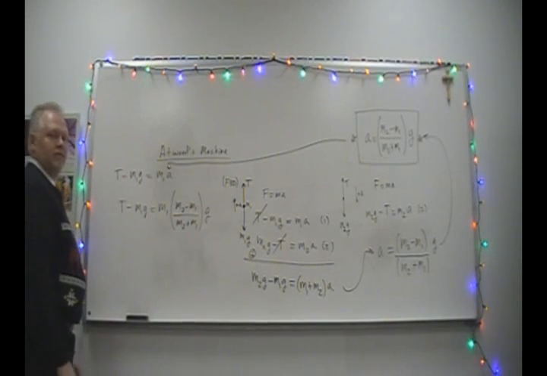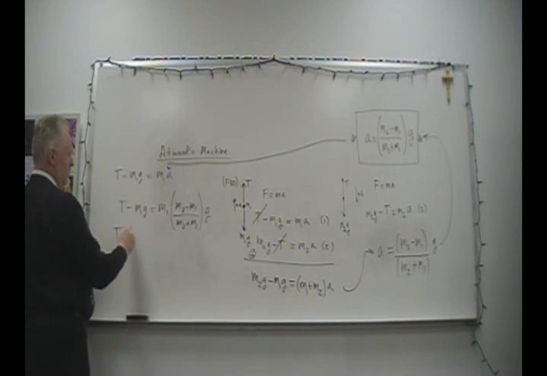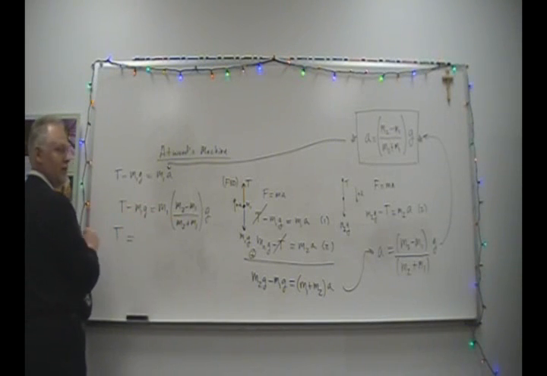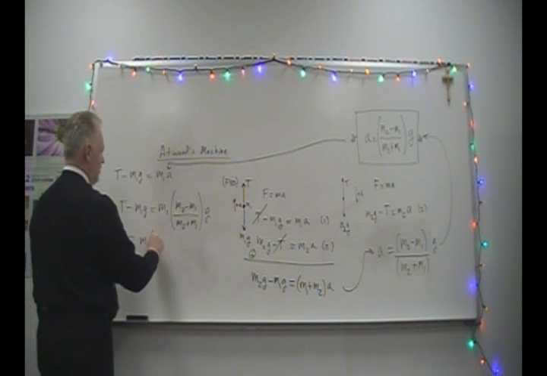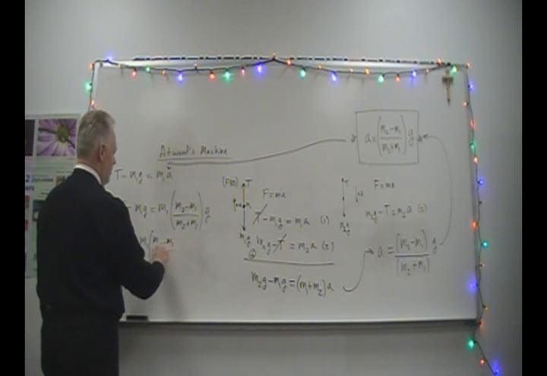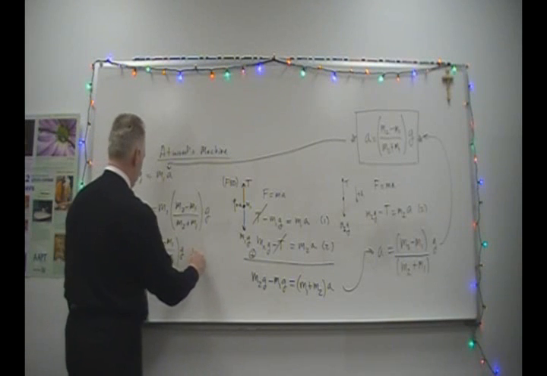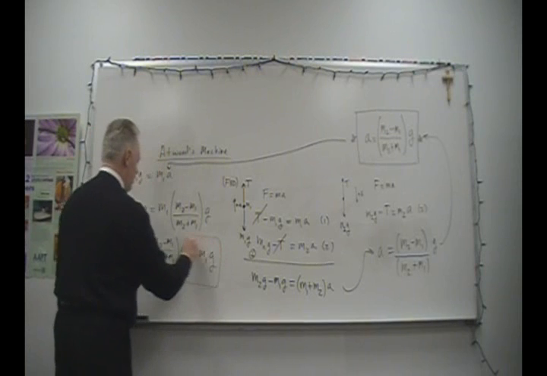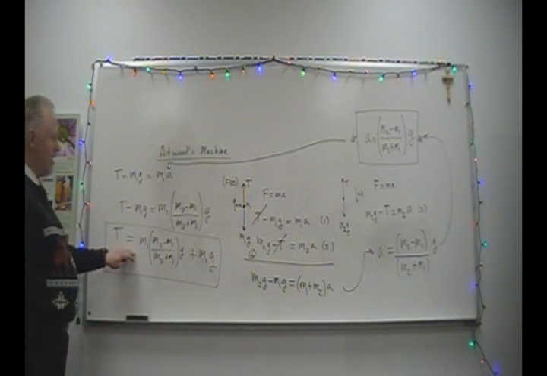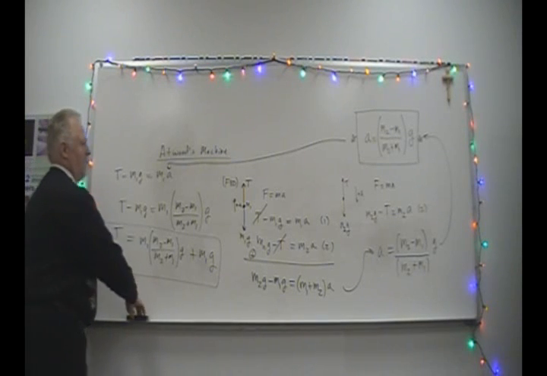Now I need to do just some algebraic manipulation here to solve for T. I can simply add this to both sides. If I add this to both sides, it cancels out on this side, it goes to 0. And on this side I have this term, M1 times (M2 minus M1) over (M2 plus M1), G plus M1G. This is a nice expression for the tension. I could use that. However, I could simplify this. So let's go about simplifying that.